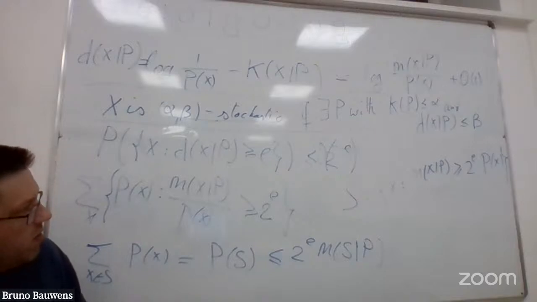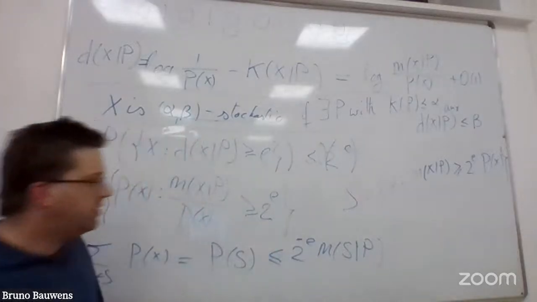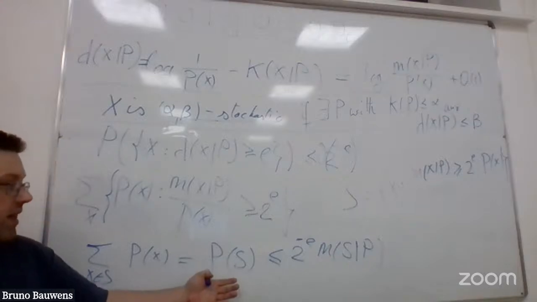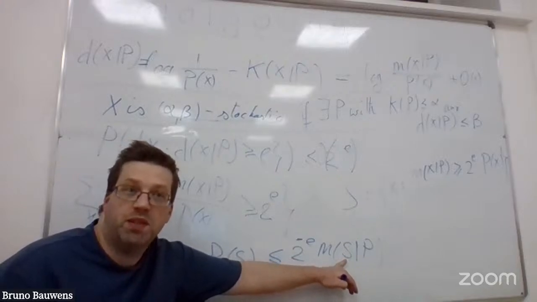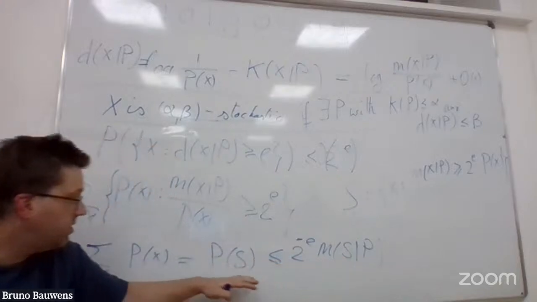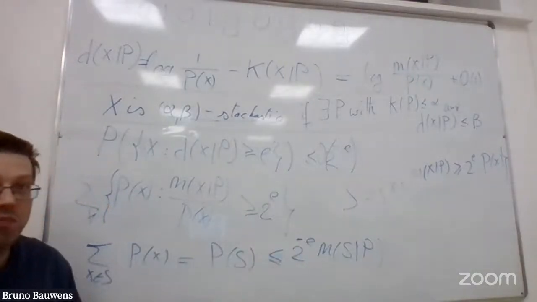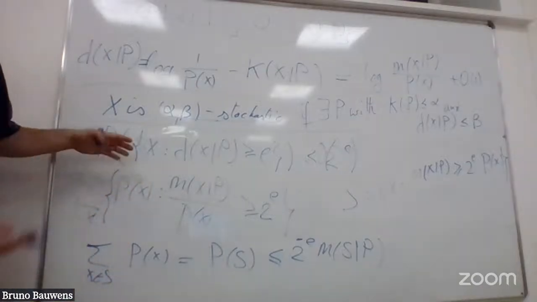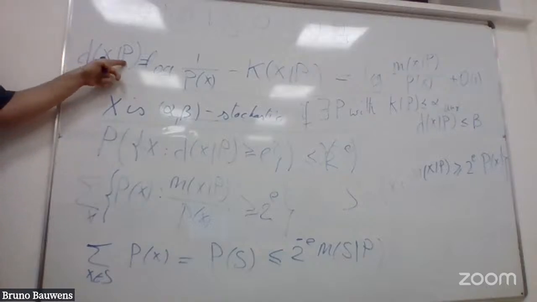Did I write it correctly? I should say 2 to the power minus e m of s. And now it's clear, right? So this is bounded by 1 because it's probability of s. And so p of s must be smaller than 2 to the power minus e. So randomness deficiency is only high with small probability when we generate from the measure.